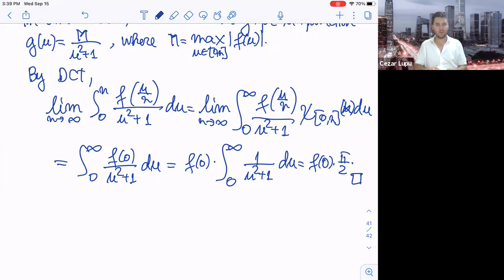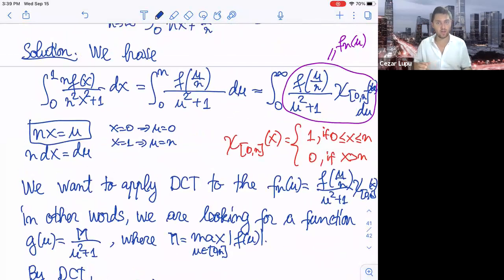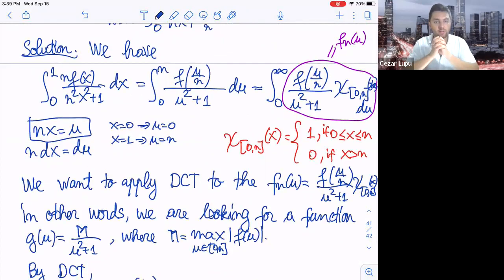So as you can see, I wanted to do this application because when we do the change of variables, we have the integral from 0 to n. And then you can write this integral in terms of an improper integral, which I haven't talked about, but I will. So the next lecture will be about improper integrals, and you will see exactly how to deal with these. Anyway, I just touched the subject a little bit right now.